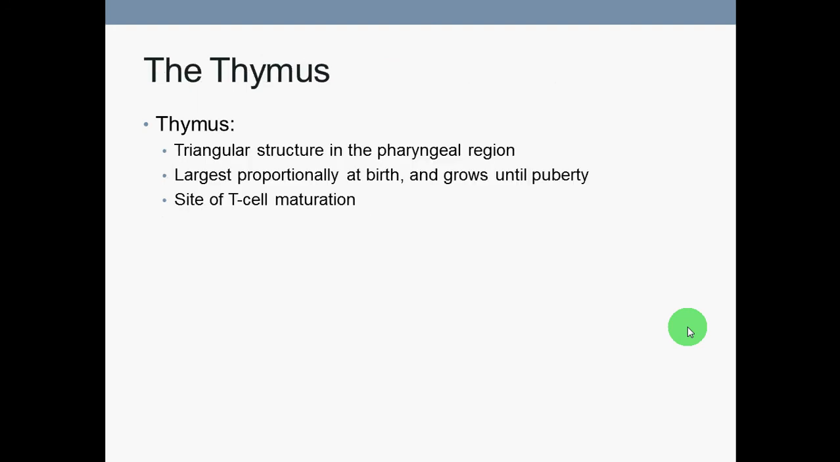Your thymus is one of the locations of your lymphatic system that we'll talk about again when we get to the third line of defenses, that specific immunity. The reason why is because this is the place where T cells mature. The thymus is a triangular structure in the pharyngeal region, so that's around your lungs. It's largest at birth, but it still continues to grow until you hit puberty, and then it stops growing.